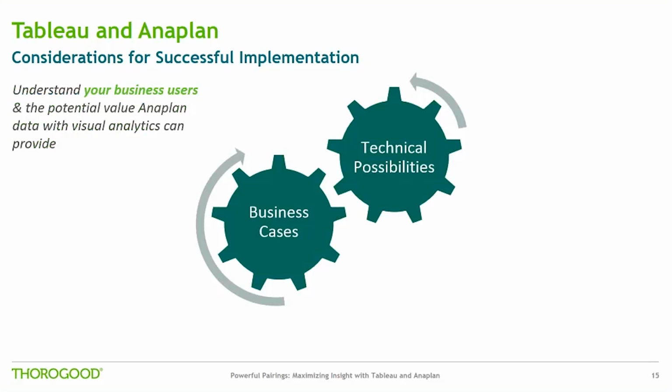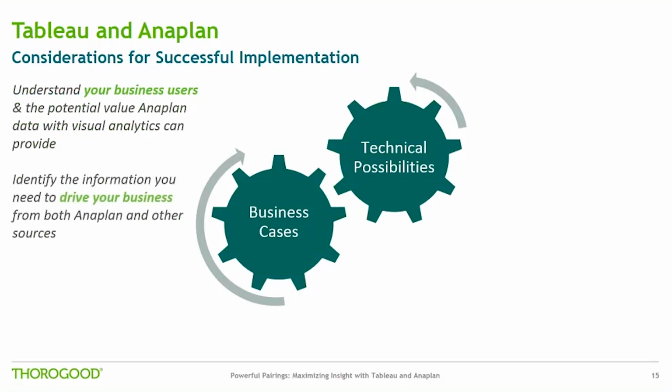On the business side, start by understanding your different business users, their needs, and the potential value they can attain through visual analytics with Anaplan and Tableau. And as you understand those needs, also identify the information required for those users to make business decisions, both from within Anaplan and other sources. As we work with clients, we see that this business and data understanding is critical. Different groups of users have different needs, and you'll ultimately want to tailor your solution to meet these diverse requirements. With that understanding, you can begin to design meaningful visual analysis to support their needs.